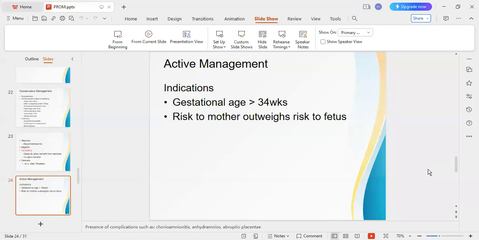Then we come to active management. So when do we do active management for these patients? When their gestational age is above 34 weeks. And then we stratify the risks to the mother and the risks to the fetus. And if the risk to the mother outweighs the risk to the fetus, we go in for our active management.